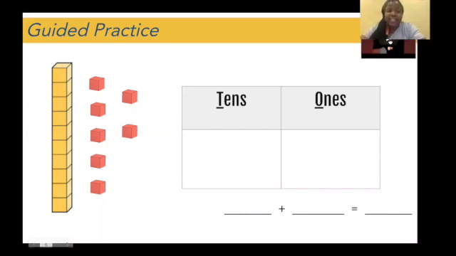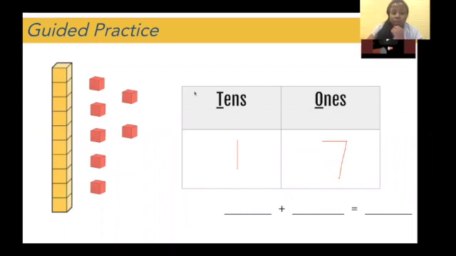All right, 10 seconds is up. Hopefully you were doing your math and not just doing that TikTok dance. All right, so how many 10s do we have here? Correct, we have 1 ten. How many 1s do you see? Correct, we have 7 ones.